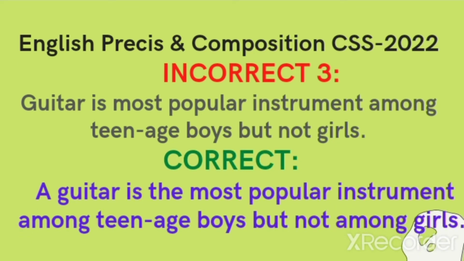Number 3, incorrect sentence: guitar is most popular instrument among teenage boys but not girls. Explanation: the subject guitar is a countable singular noun in the given sentence, so we have to place the article a before it. Next, we know a superlative adjective always takes the article the before it, so we have to place the before the adjective most. Lastly, we must place a preposition after the word but. If we do not add it, the sense of the sentence remains unclear. Thus, the correct sentence is: a guitar is the most popular instrument among teenage boys, but not among girls.